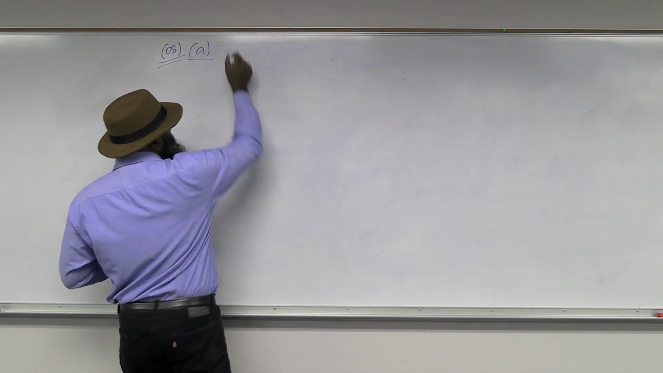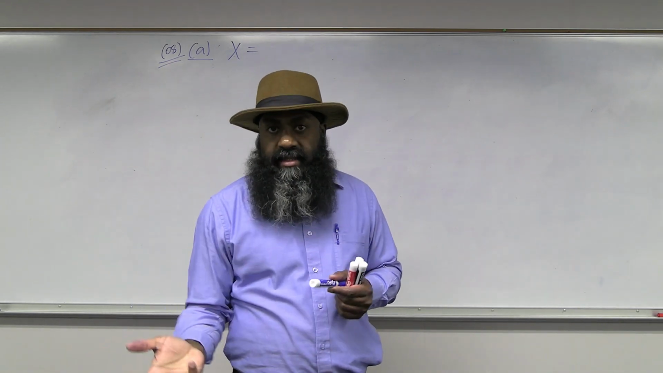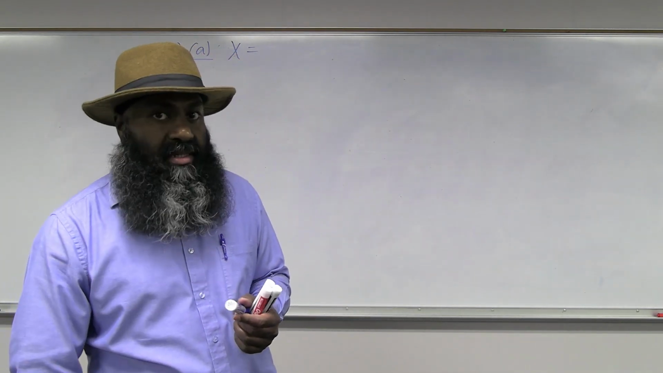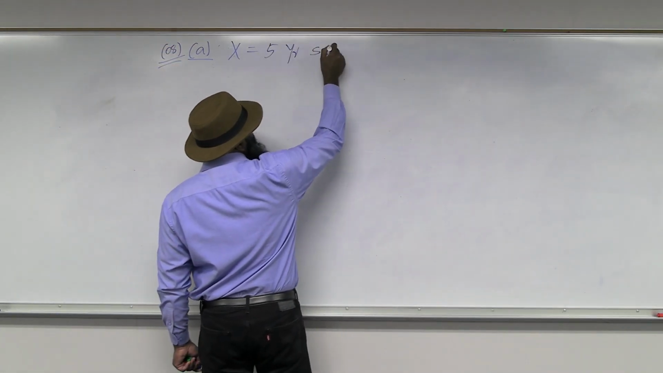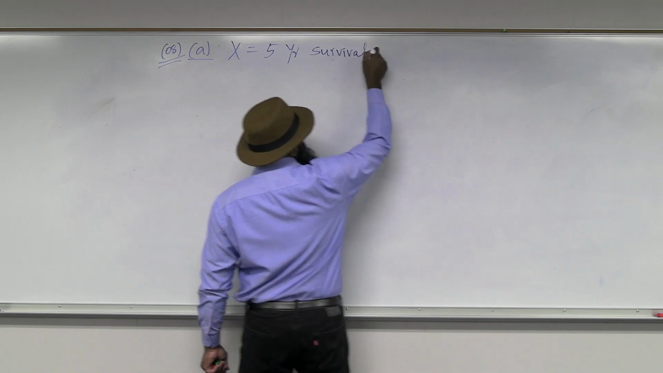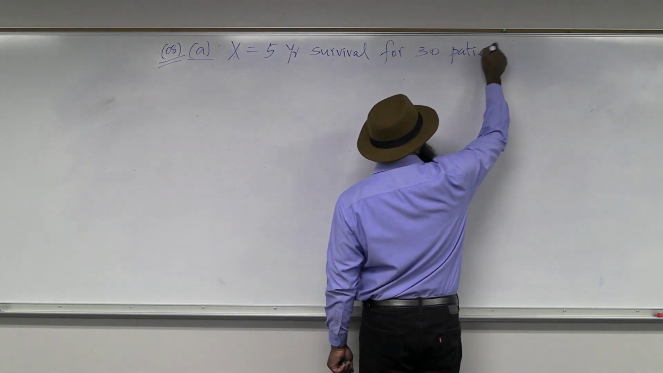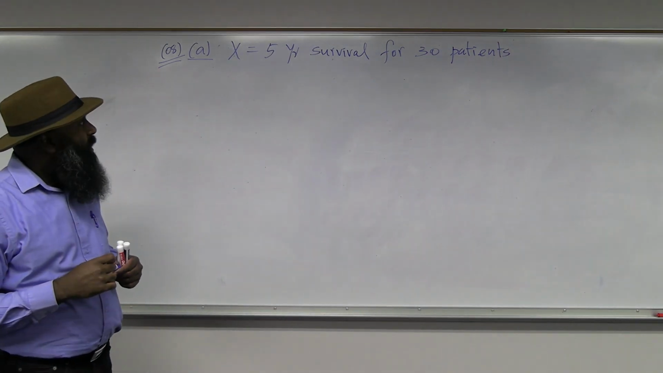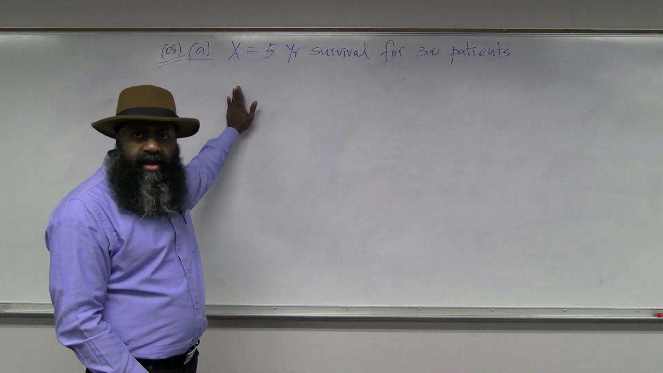We can define x as the 5-year survival from the skin cancer, not for one patient, but for all 30 patients. Okay? So 5-year survival for 30 patients, survival from the melanoma of the skin. And then I need to write down the distribution of x using the standard notations.